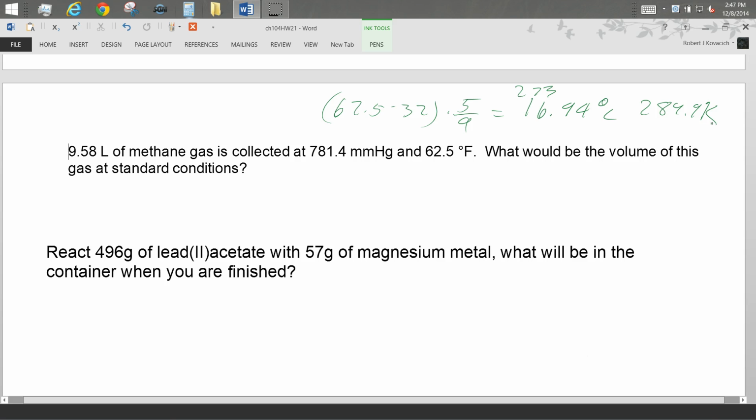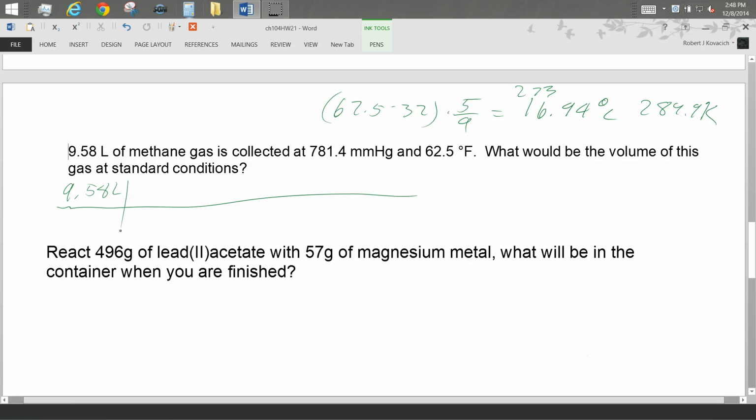Not that that really mattered, but okay. We could have, doesn't matter. All right, so what am I looking for? I'm looking for a volume, and I've got a volume, and I've got a pressure, and I've got a temperature, and I've got a different pressure, and I've got a different temperature. Because calling it standard conditions, that's telling you that you're at a single atmosphere and that you're at 0 degrees Celsius. Okay, so I'm going to go ahead and throw this 958 liters in the numerator because I want a liter number up there.